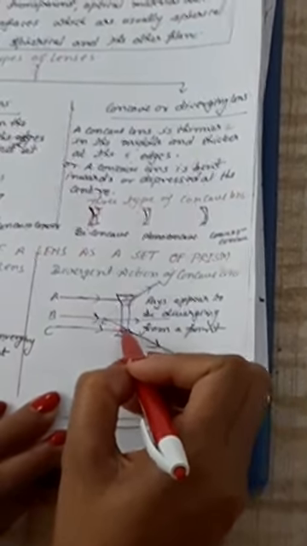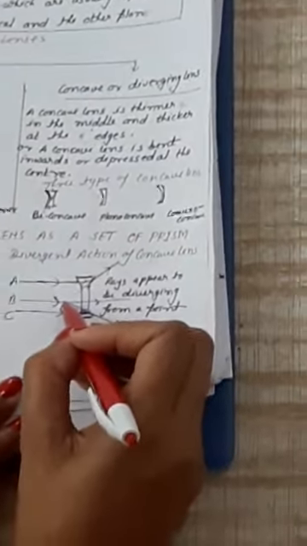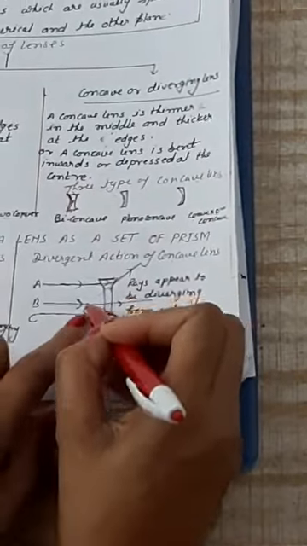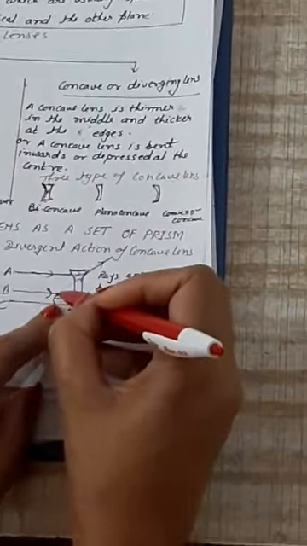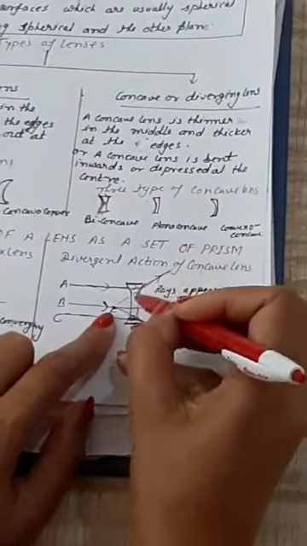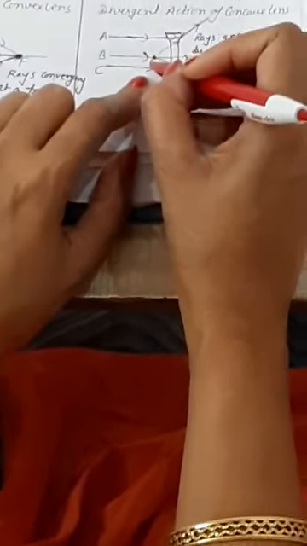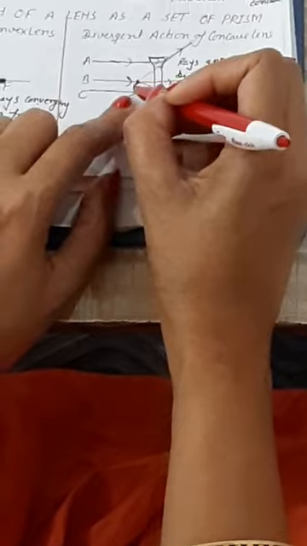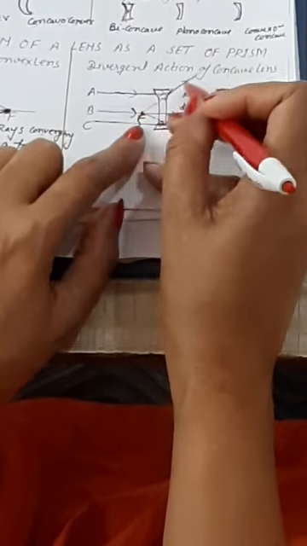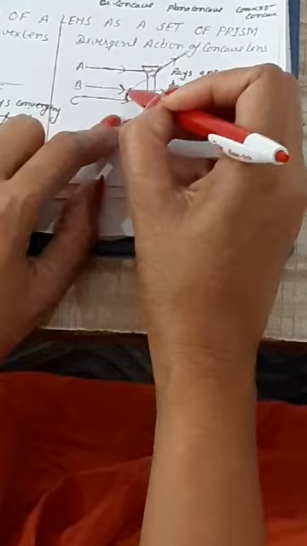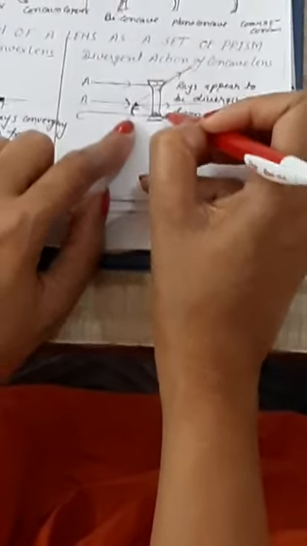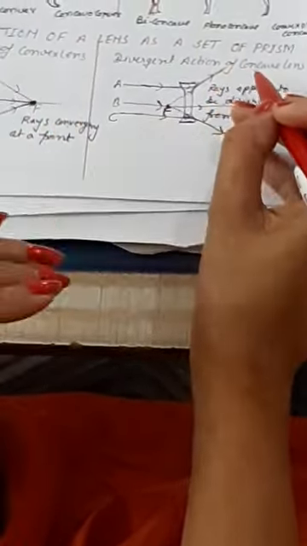But when we produce this backward, it seems to meet at a point. It means the refraction seems to be from the focus. So this refraction is diverging. So the rays appear to be diverging. From where? Diverging from the focus, from the point. So the point from where the rays seem to diverge is known as the focus also. So here these two rays are diverging. So concave lens is known as diverging lens also.